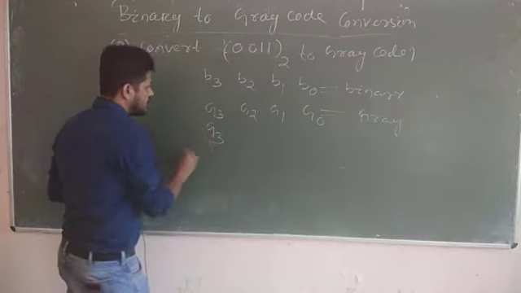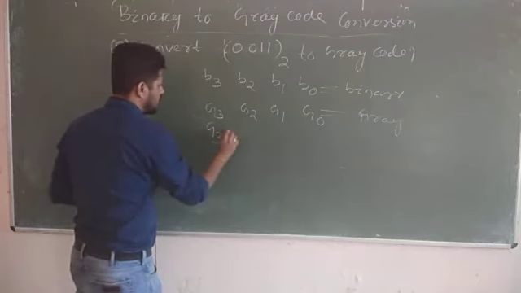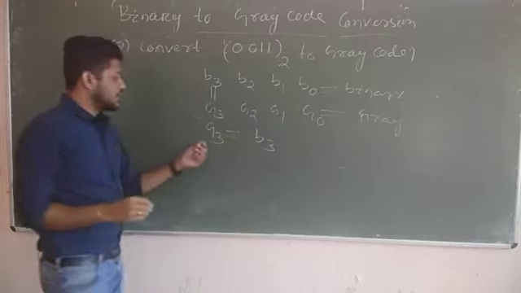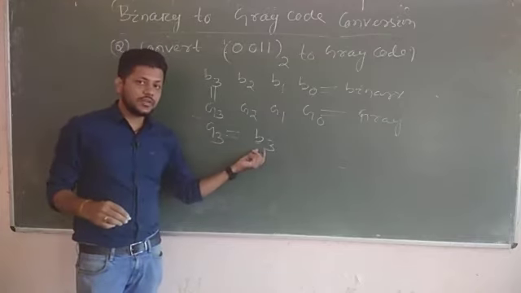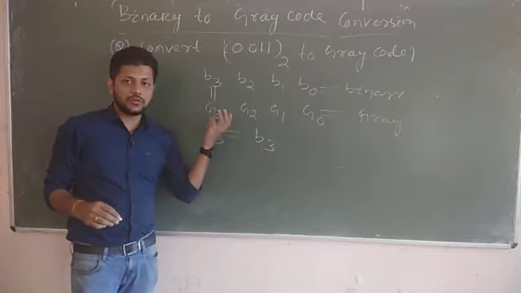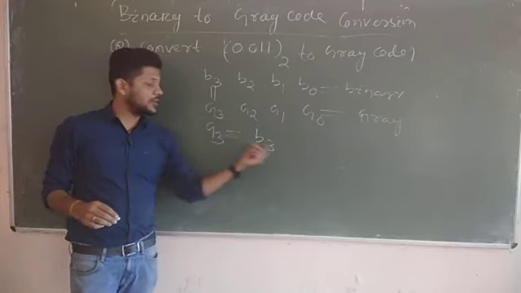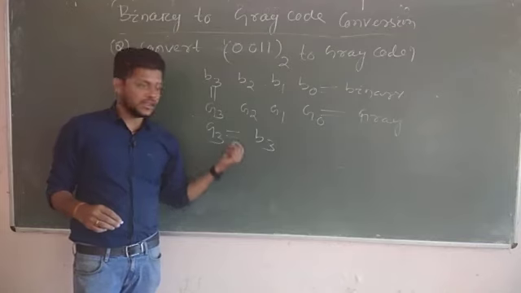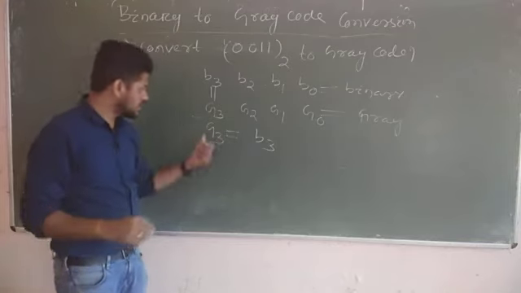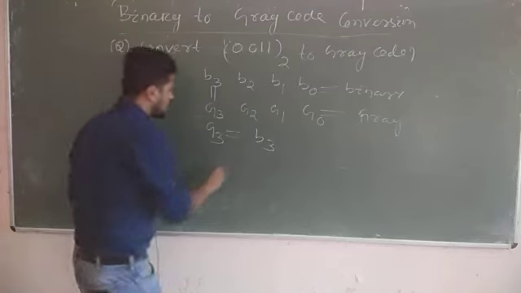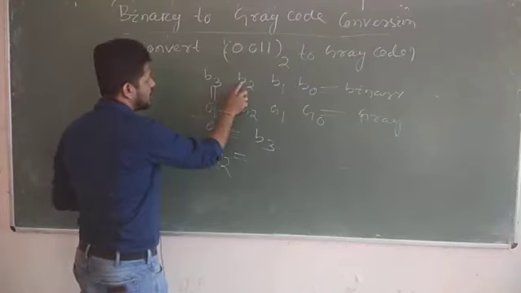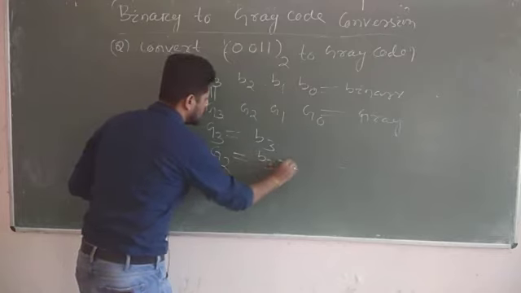First, G3 is directly equal to B3. Whatever B3 is, that is the most significant bit in binary, the leftmost bit is known as the most significant bit. The most significant bit must be the same in gray code and binary code. So G3 is equal to B3. Then how to write G2? G2 is nothing but B3 XOR B2.